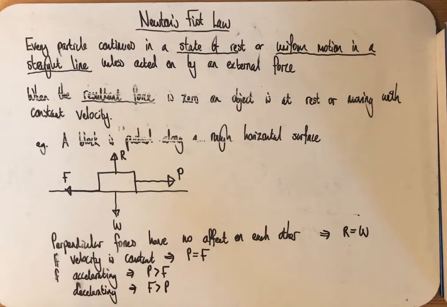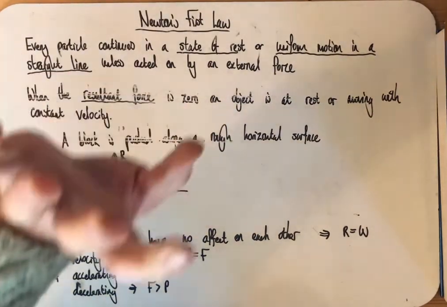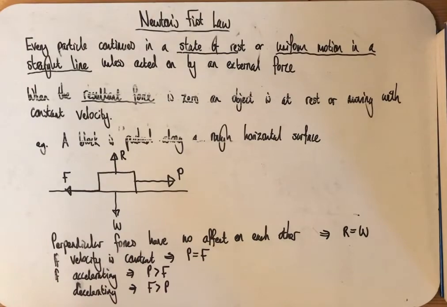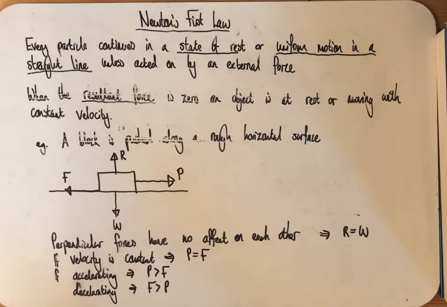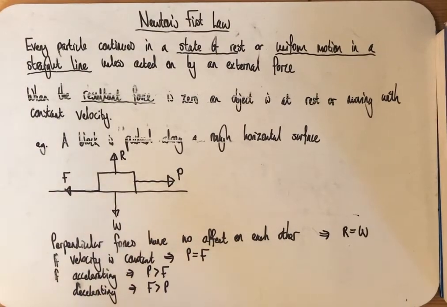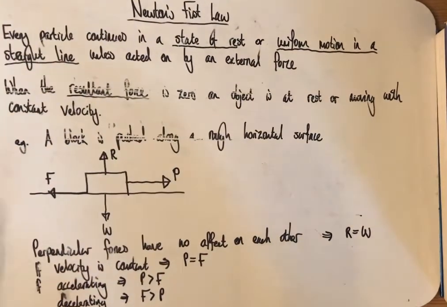If you imagine being in space where there's no air resistance and you push an object and let go, then that object will just keep moving with constant velocity because there's no external force acting on it. So it's that kind of idea as well.